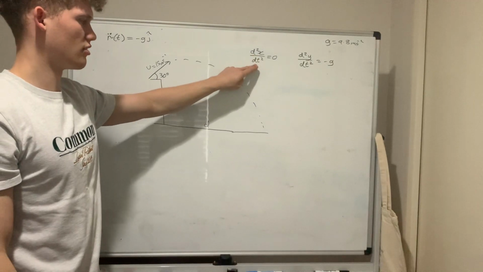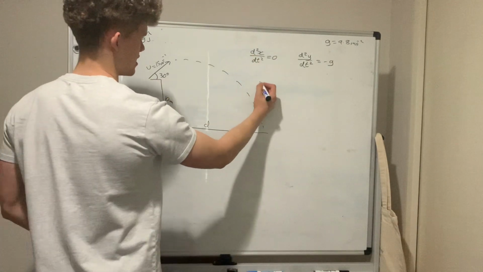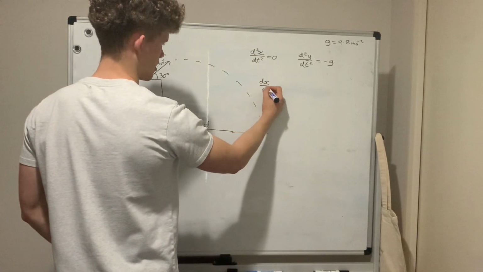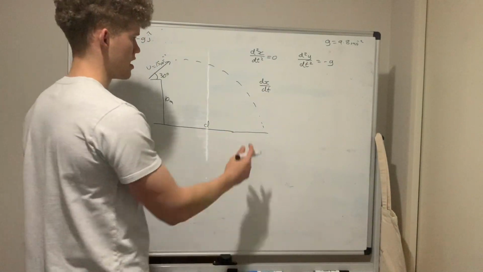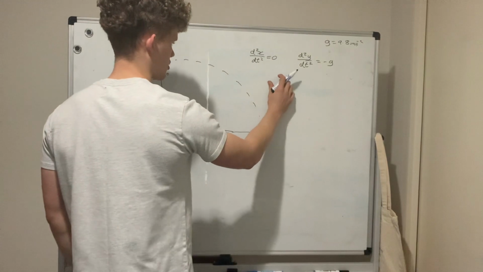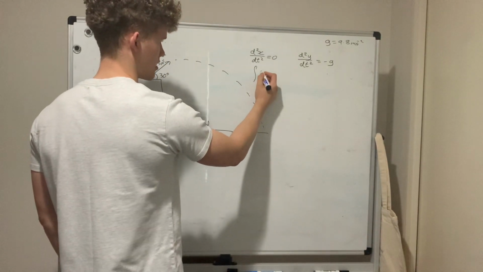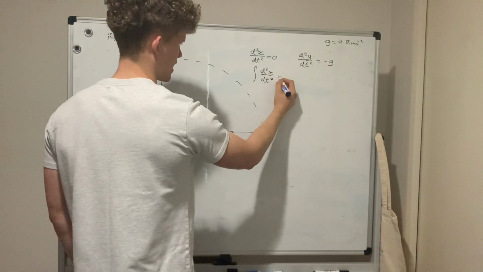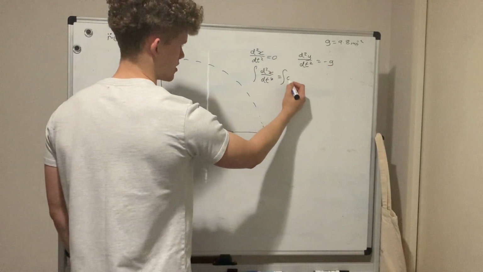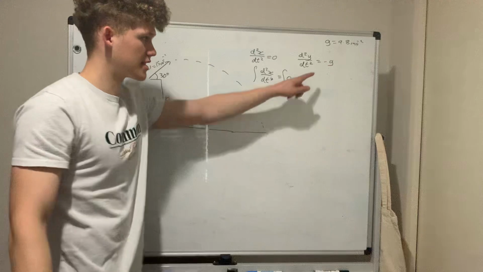How can we go from acceleration to velocity? Well, velocity is dx on dt. And the way we go from here to here is we've got to integrate both sides. So if we take our acceleration function in the x direction and integrate that with respect to time, we're going to cancel out one of the derivatives. So we'll integrate this side with respect to time, and we'll do the same thing here.